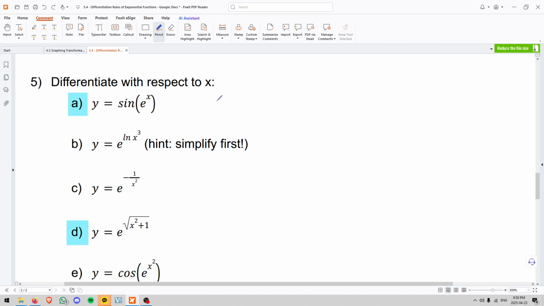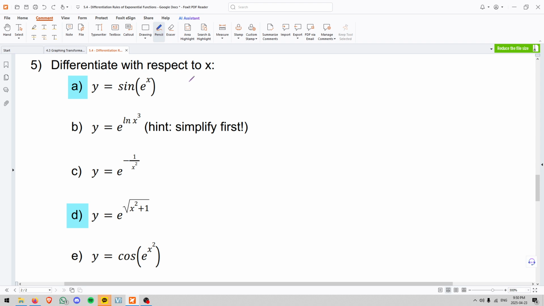Differentiate with respect to x. In other words, please find dy with respect to the change in x. Okay, here we have a composite function. We have a function inside a function, and that function happens to be an exponent. Hope you're good. So chain rule is deriving the outside and then derive the inside.